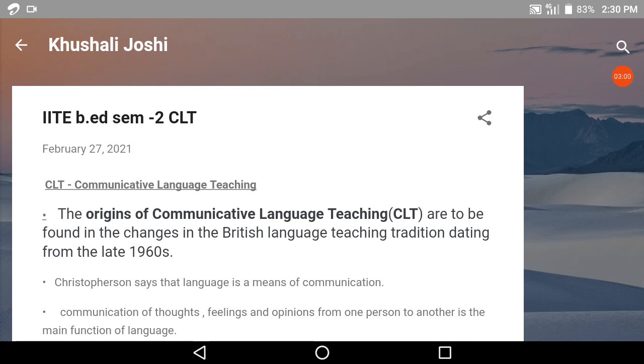In these approaches we are not going to target the method, we are going to target the students. Okay. And the CLT method, we can say, is such a great method to teach students. So first of all we will observe the full form of CLT method. This is communicative language teaching.